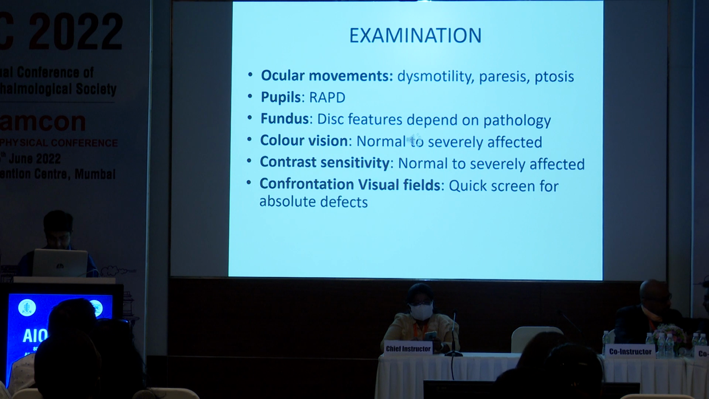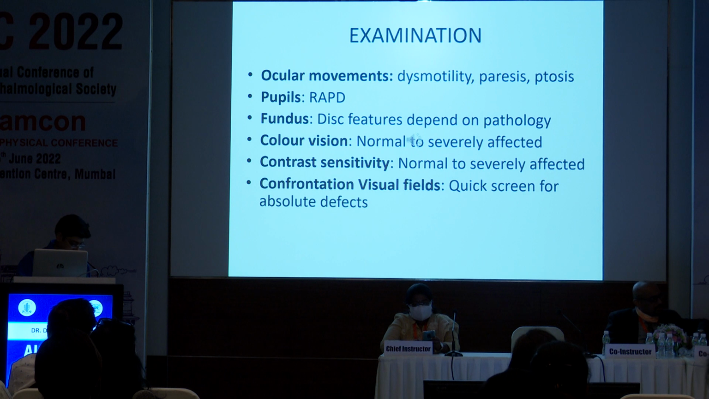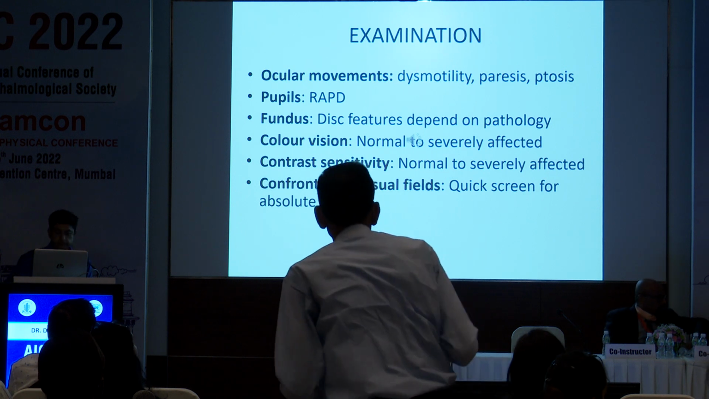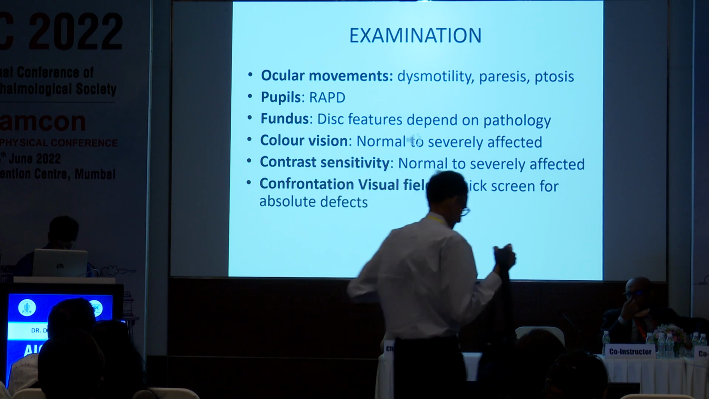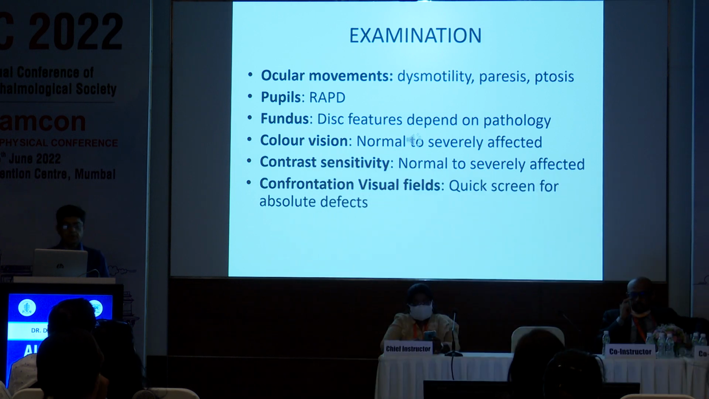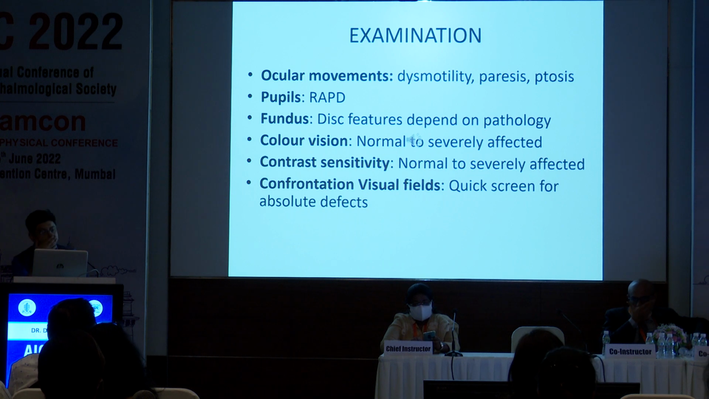On examination, look at the ocular movements, any dysmotility, any paresis, any ptosis. Look at the pupillary responses, particularly the RAPD. In the fundus, look at the disc features, and depending on the pathology, do the color vision. It's very important, the contrast sensitivity. If the visual functions seem to be affected out of proportion to the visual acuity, that may sometimes be seen in optic neuritis. Do a confrontation visual field to get a basic idea of the visual field defect.